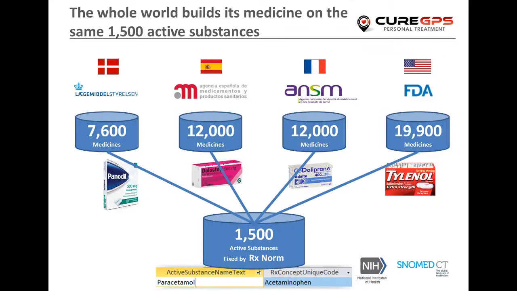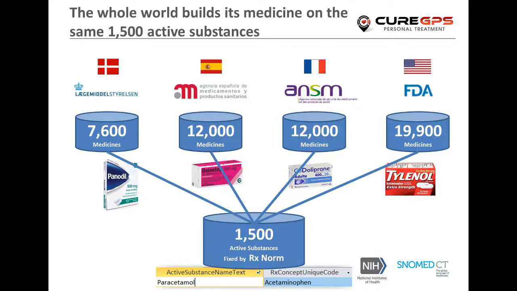1500 active substances. So if we take the US database containing 19,900 products in the so-called Orange Book, and they all have NDC codes, etc., they all can be boiled down to roughly a bit more than 1500 active substances, and so can the Danish 7,600 products, and the French and the Spanish 12,000 products. They are all built on the same 1500 active substances.